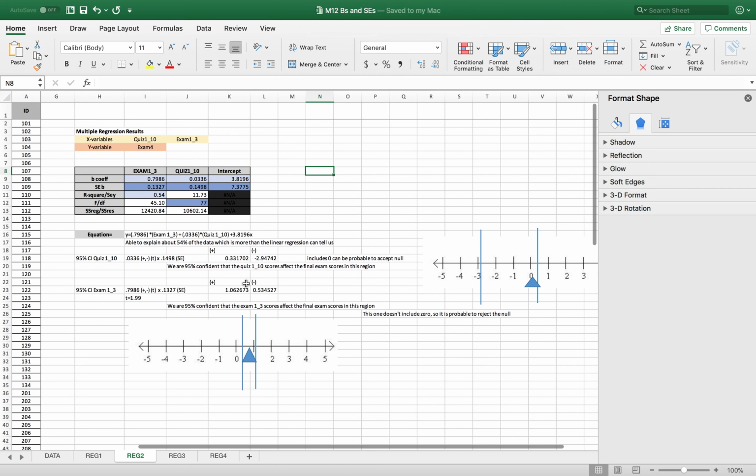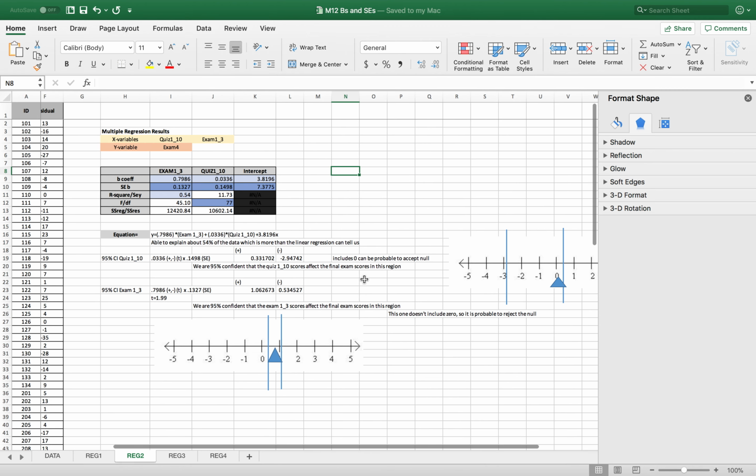Okay, so then I said we are 95% confident that the quiz 1 through 10 score affects the final exam scores in this region, just because it did go through 0, so in that case we have to accept it.